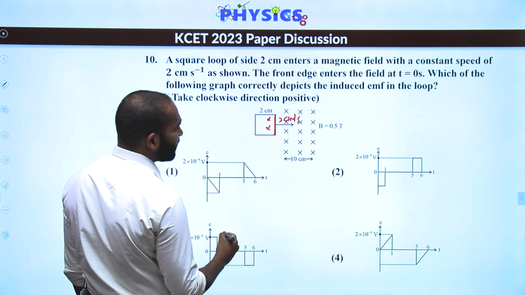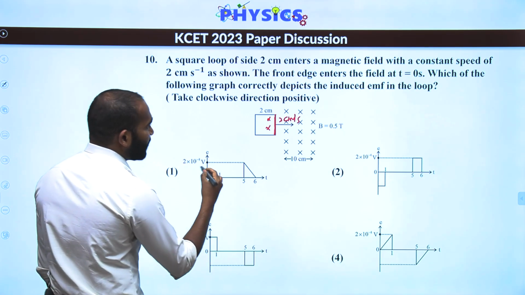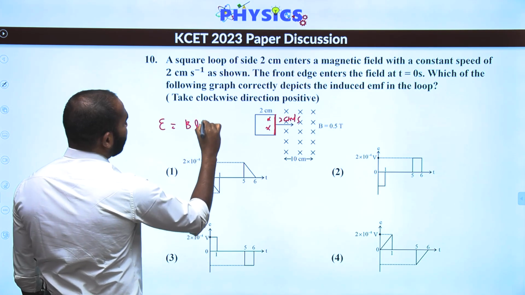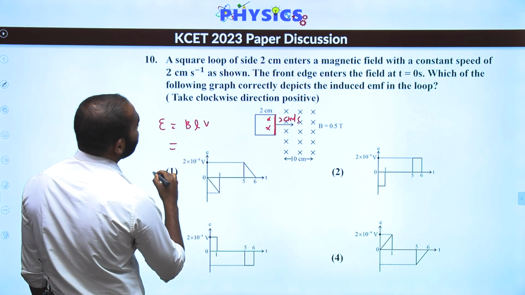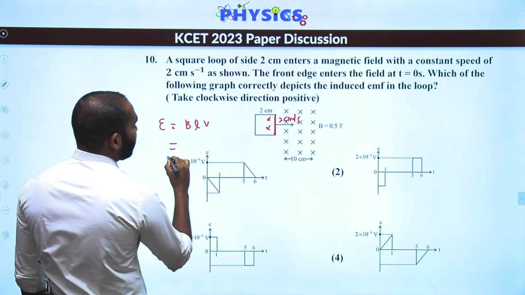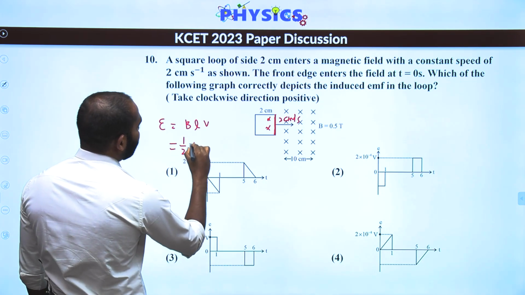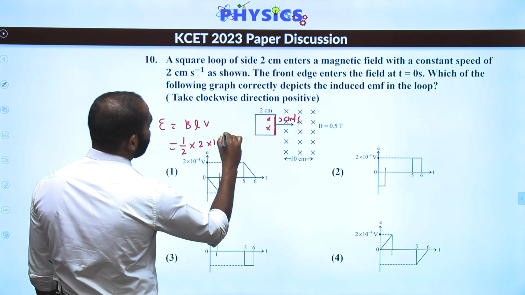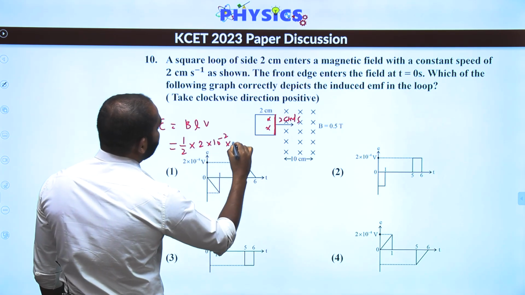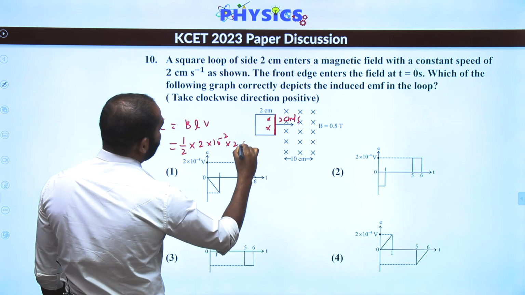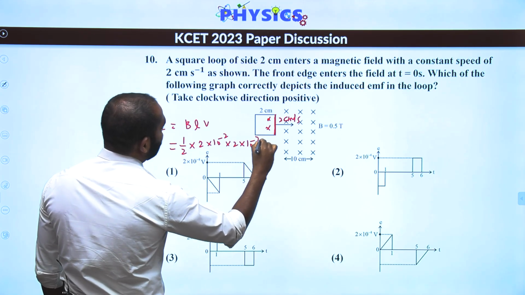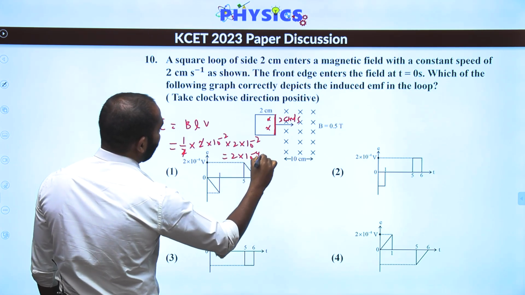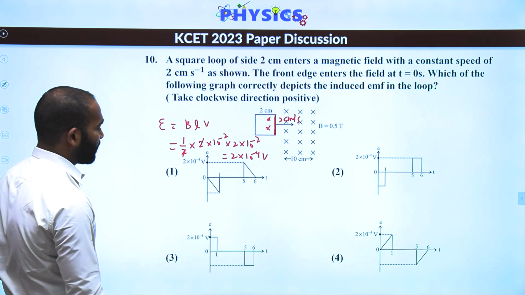So when it is increasing, according to Lenz's law, first of all we need to calculate the EMF. So the EMF would be BLV itself. B here is given as 0.5 Tesla, the length here is 2 centimeters, which is 2 into 10 to the power of minus 2, into velocity, which is again 2 centimeters per second, so 2 into 10 to the power of minus 2 again. So the 2 gets cancelled. This is going to be 2 into 10 to the power of minus 4 volts. So that is the EMF here for us.